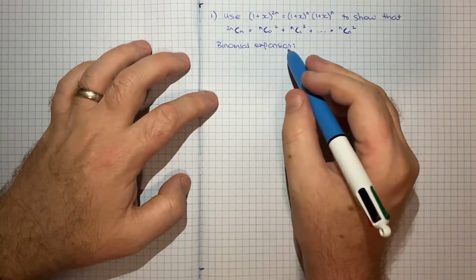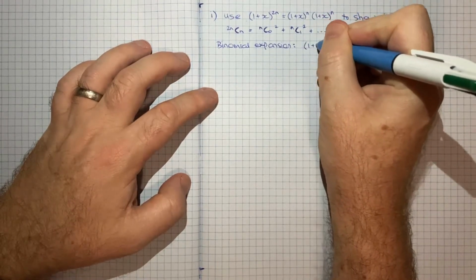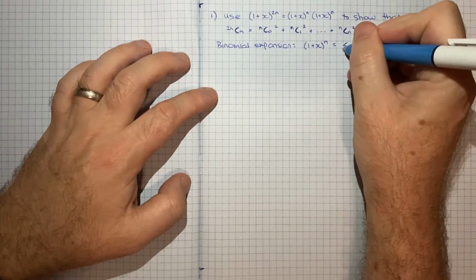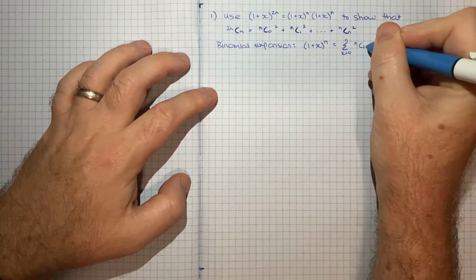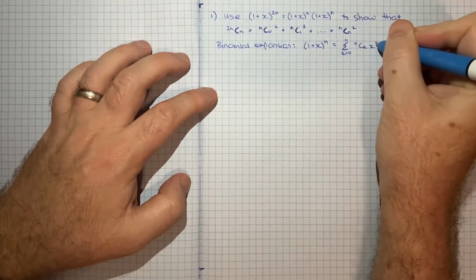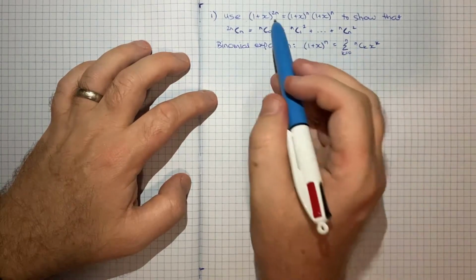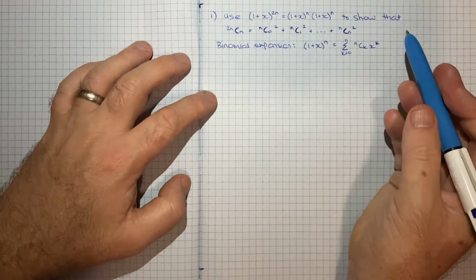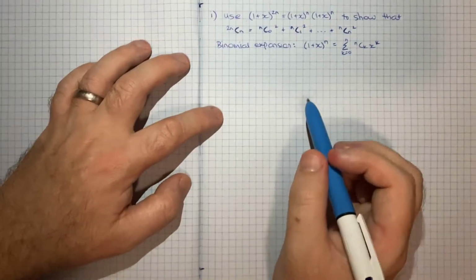But the binomial expansion allows us to write (1+x)^n in expanded form, which would be the sum from k equals 0 to n of nCk x^k. And what we'll do is we'll use this technique to expand both the left-hand side and the right-hand side, and we'll equate coefficients, and hopefully through that process end up with this result.